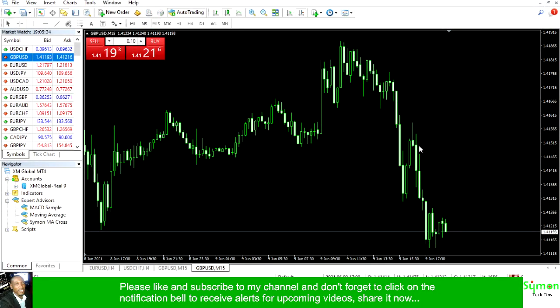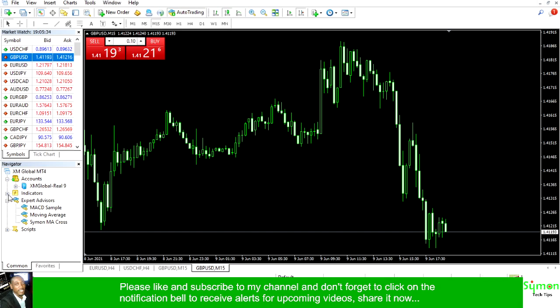Okay, so we have our MT4 trading platform now. This is GBPUSD on the 15 minutes chart. I'm going to put on the moving averages. Just be patient with me and pay attention to whatever I'm doing. Follow through the process and we'll get to the strategy very soon. Okay, so I'm going to add two moving averages.